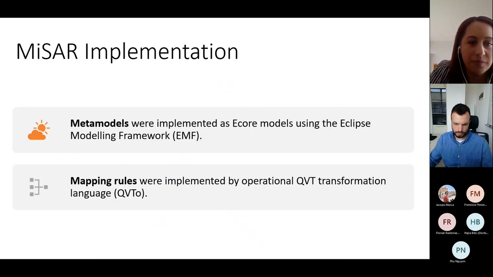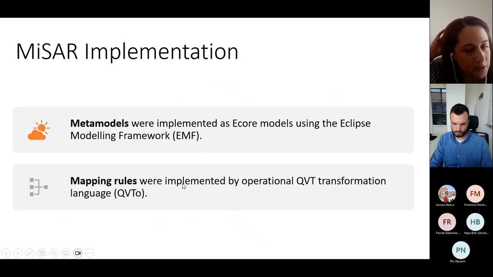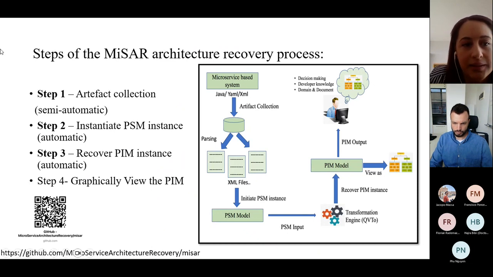Now, once we had this version of the meta models, as I said, we implemented them in eCore using the Eclipse Modeling Framework, and we also implemented mapping rules using the QVT transformation language. The implementation of the mapping rules helps us because you can now automatically transform from a platform-specific model into a platform-independent model. So here, what you can see in the slide is the steps of the MiSAR architecture recovery. You have the microservice-based system where we have a parser that collects the artifacts, the Java, the YAML and XML files, and parses and produces the platform-specific model. After that, you execute the transformation engine, and you create an instance of the platform-independent model.